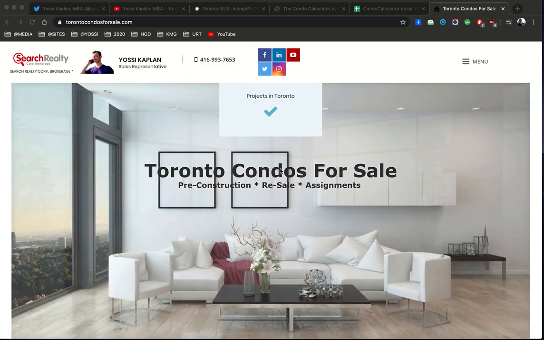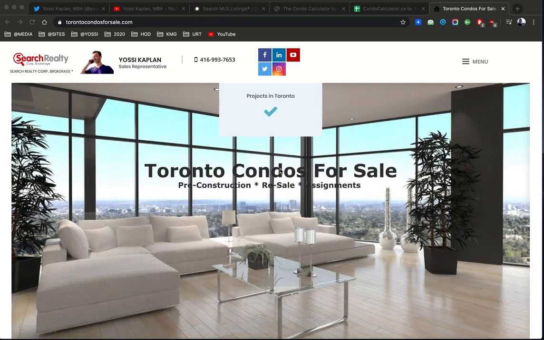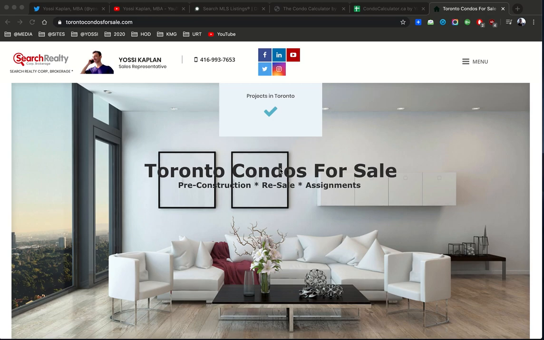How much does it cost to own a condo in Toronto per month? What are the monthly carrying costs for a Toronto condo? Let's calculate how much it would cost me every month to own this Toronto condo.